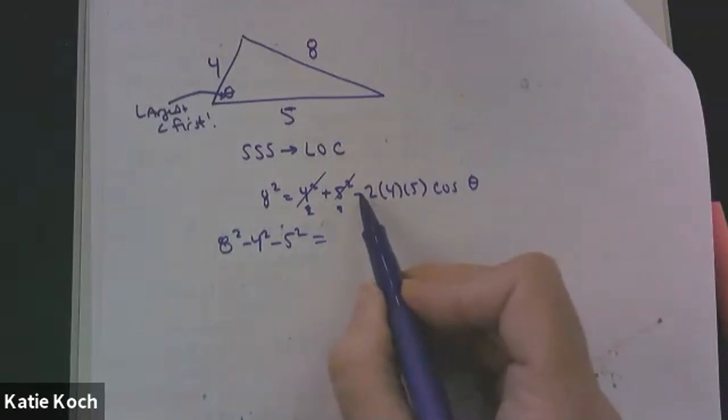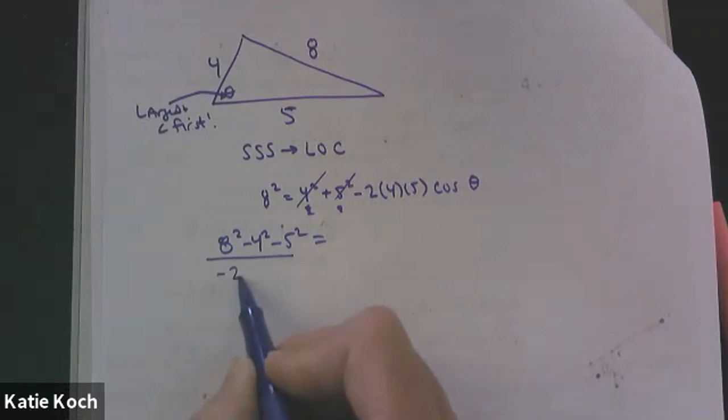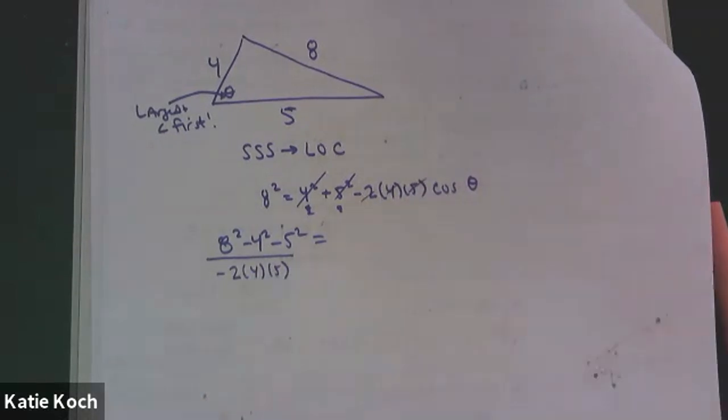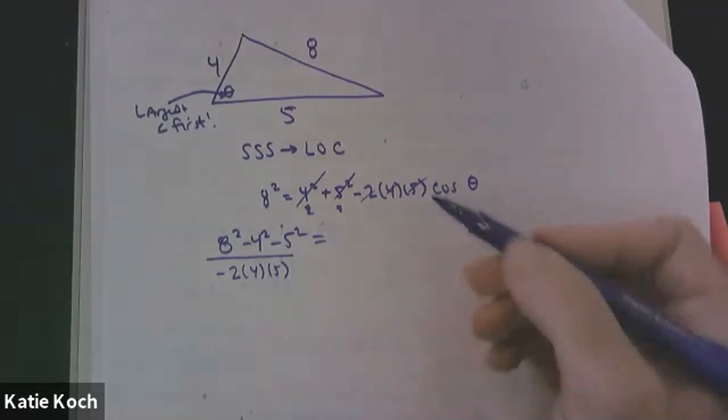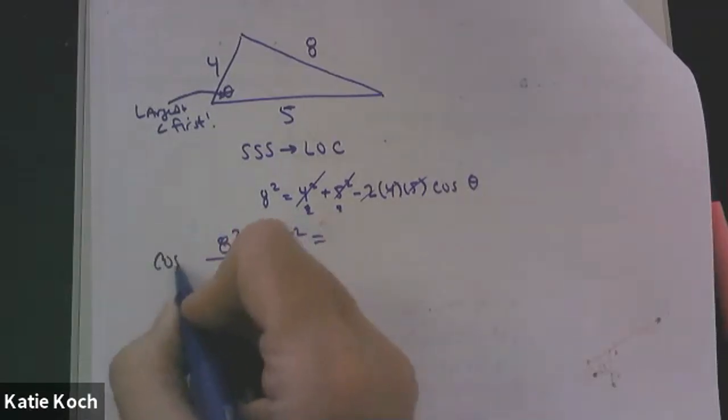And then they're multiplying by negative 2 times 4 times 5. So I would divide by the negative 2 times the 4 times the 5. So that gets rid of that, that, and that. Big last step at the end here, trying to get the theta alone. So you have to take the inverse cosine.